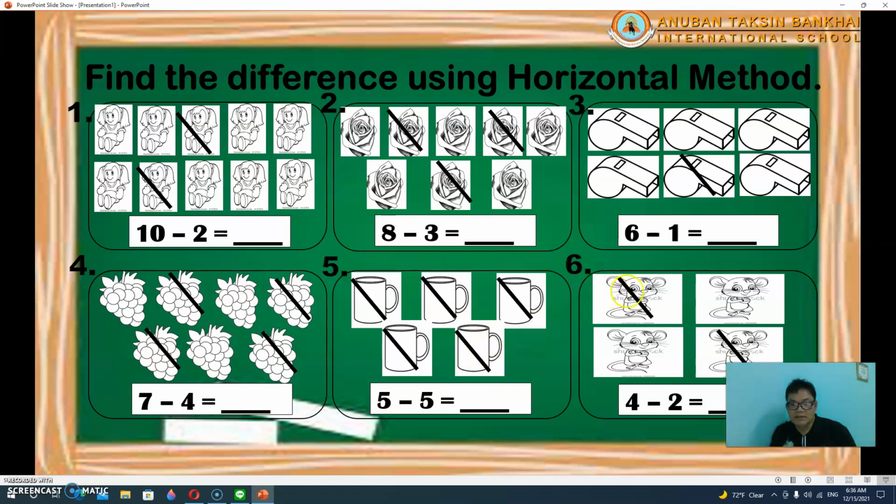Number 6. 1, 2, 3, 4. What are these? Mouse. 4 mouse minus 2 equals 1, 2. So the answer is 2.